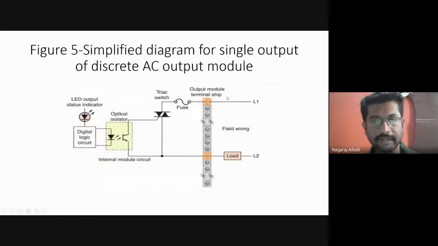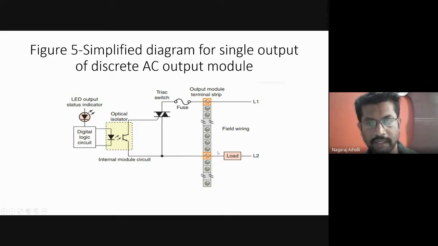And the simplified diagram of this output module, the DC output module, the same thing. There is a processor signal, there is an LED which turns on, then the optical isolation circuit, light energy falls on the phototransistor, which converts from light energy to electrical energy. This triac is a bidirectional switch, it can conduct in both ways.